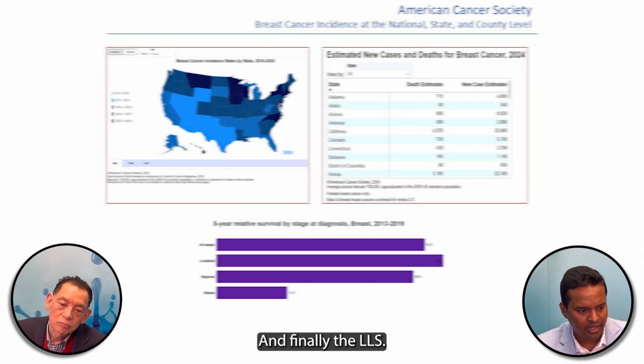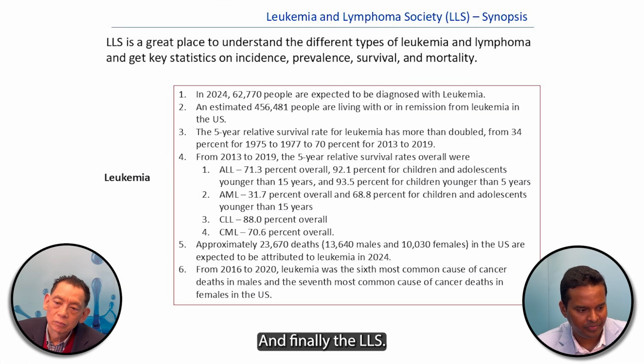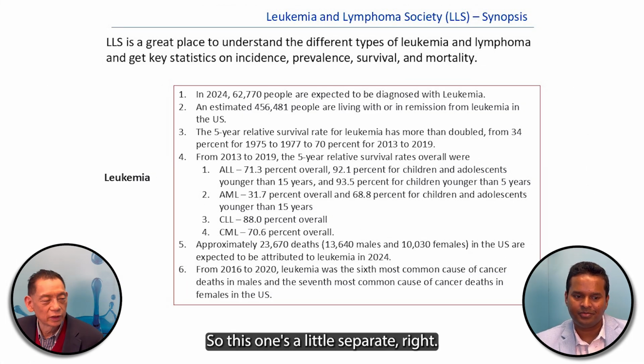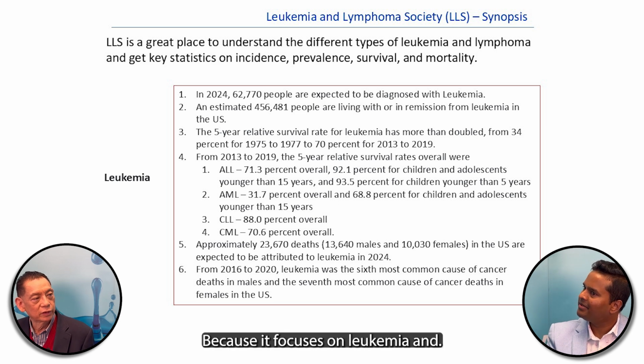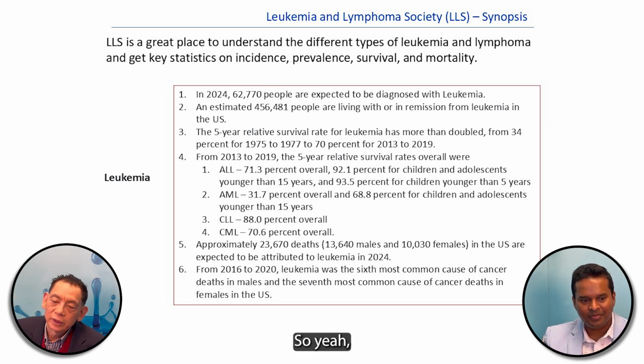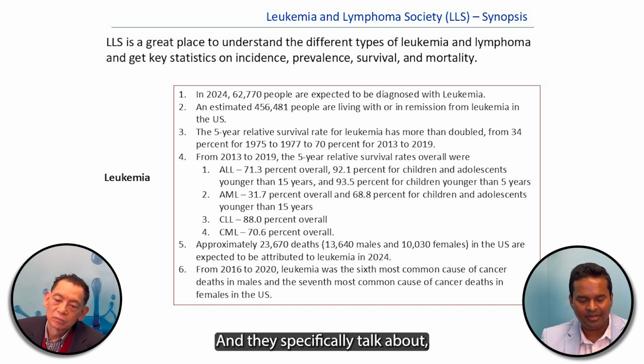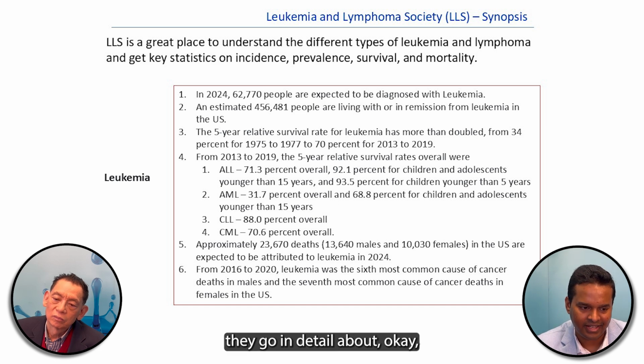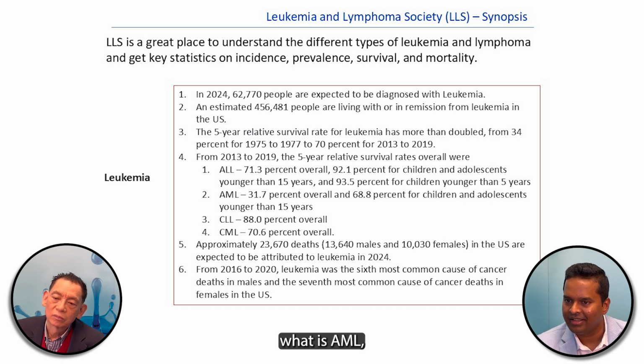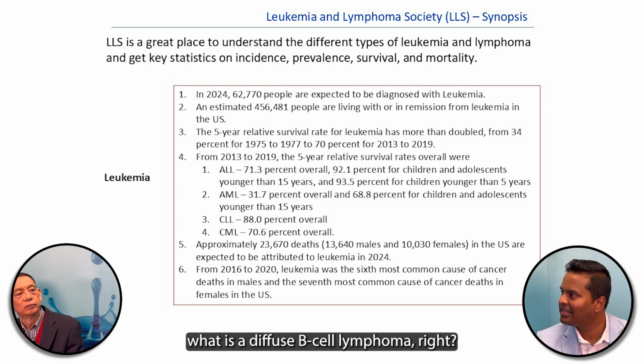Yes. And finally, the LLS. So this one's a little separate, right? Yeah. Because it focuses on leukemia and lymphoma. This is actually all the blood cancers, right, JP? And they specifically go in detail about, okay, what is AML? What is diffuse B-cell lymphoma, right?